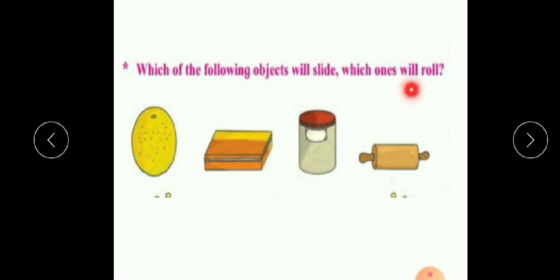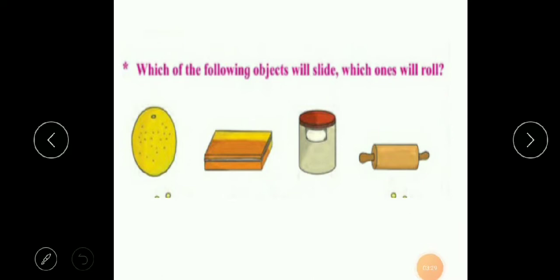And second one is roll. What is meant by roll? Roll means to move something by turning it over and over. Generally, round objects will roll. So, among these four objects, we have to decide which object will slide and which one will roll.